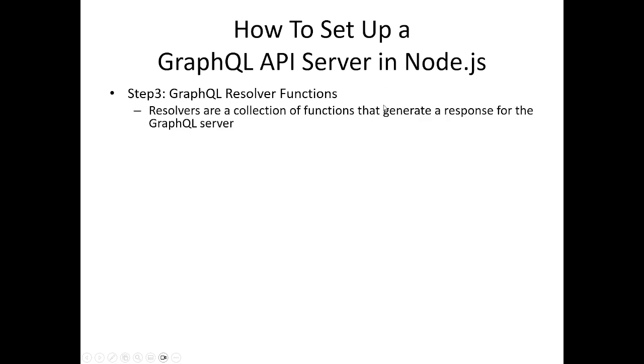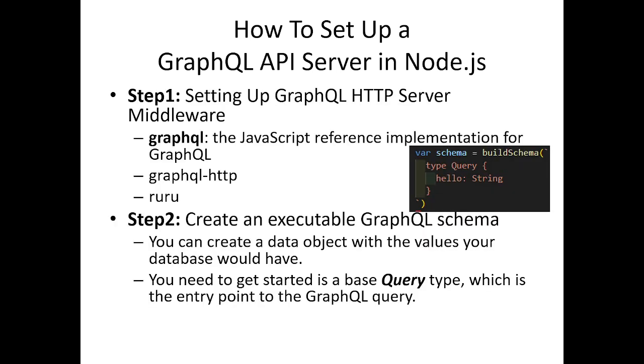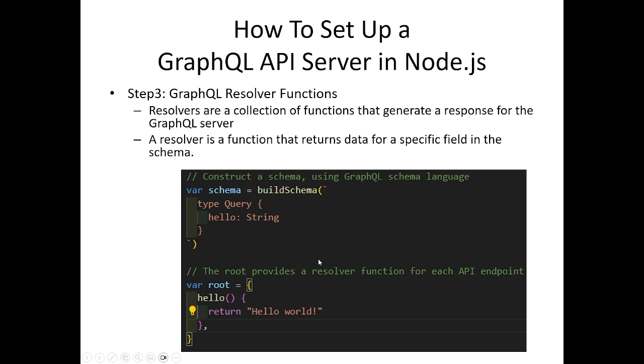Of course, we need a resolver function, and resolvers are simply a collection of functions that generate responses for the GraphQL server. A resolver normally is a function that returns data for specific fields in the schema. So if in our example, if you go back, we do have one particular field over here, and that is satisfying the resolver option. You can see in this particular example our schema and the queries, and finally the resolver at the very end is a simple function that returns hello world.